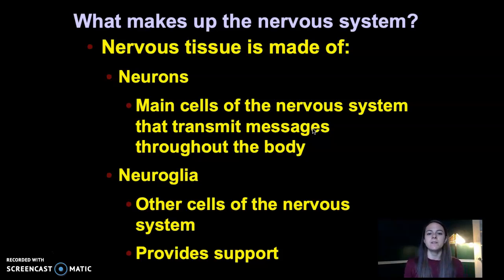Neurons are the cells of the nervous system that transmit messages throughout the body. So these are the nerves that carry those electrical signals from your sense organs to the brain, and then from the brain back out to your muscles and glands. The neuroglia are support cells of the nervous system. So they basically maintain the nervous system, maintain its function, help support those neurons to do the job that they need to do.